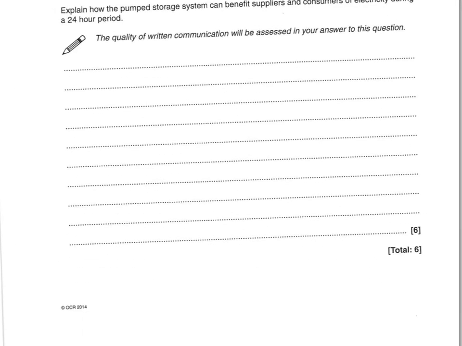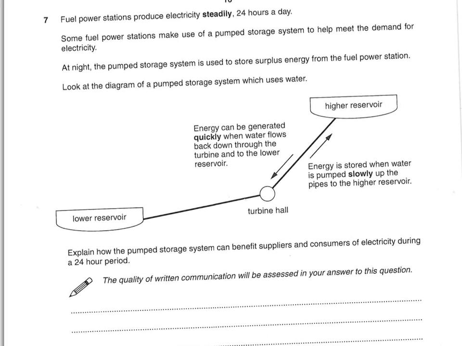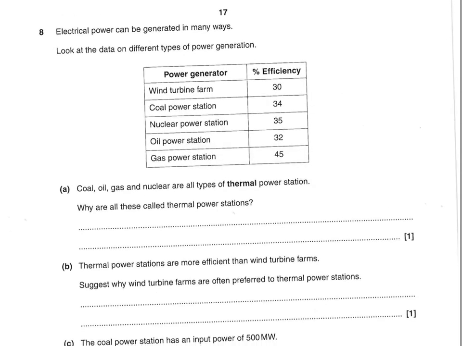This next question is your 6-mark question in the physics section, so please mark this yourself using the mark scheme on the Google site, and then ask your teacher to check whether you've got it correct or not, if you're unsure. Then finally, electrical power can be generated in many ways.